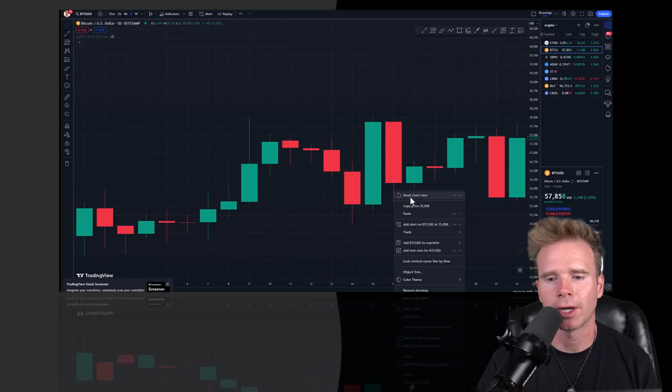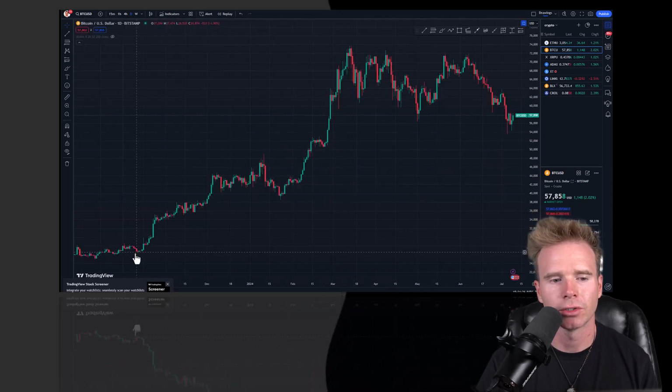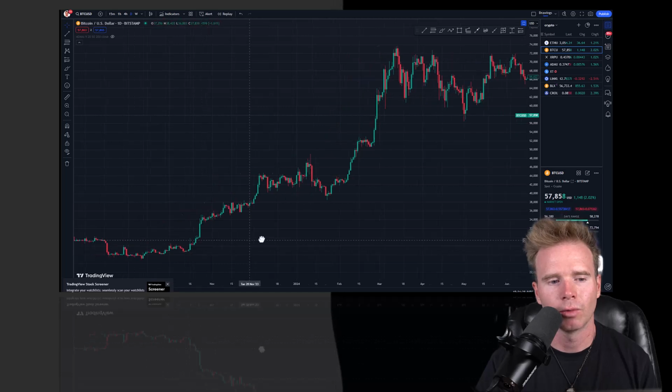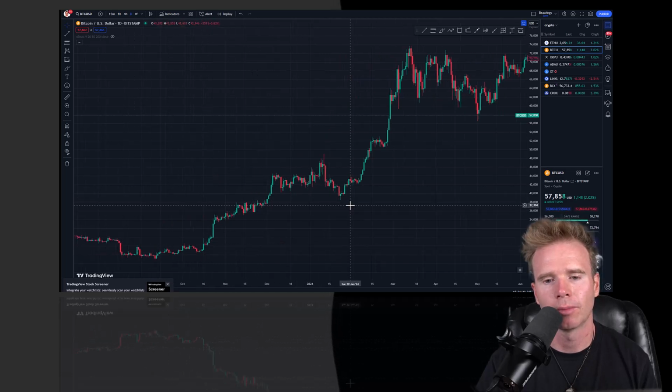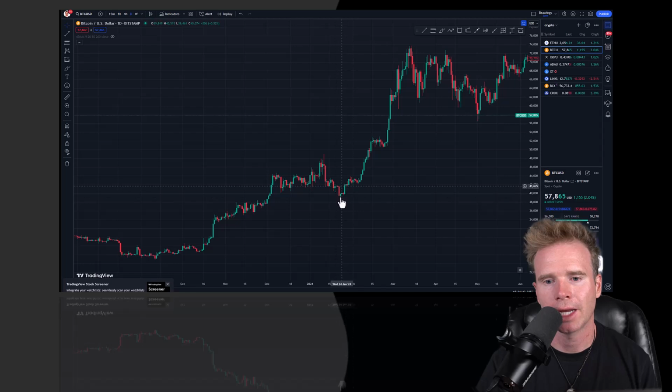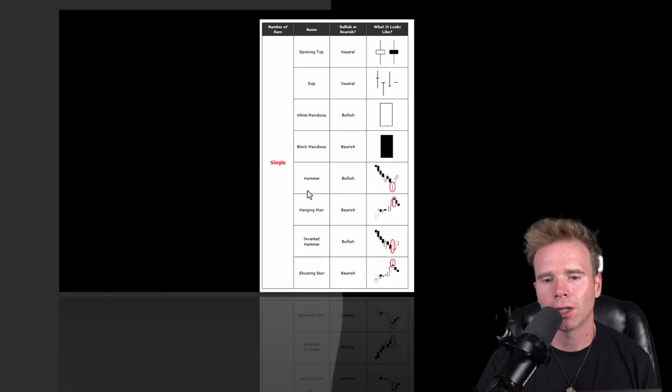But if you were to zoom out, you could probably say that we would have ended up continuing to go upwards. Here is another one of those hammer candles, and after that hammer candle, boom. So I don't like to use the hanging man as often. Some of my favorites are the hammer and the shooting star.